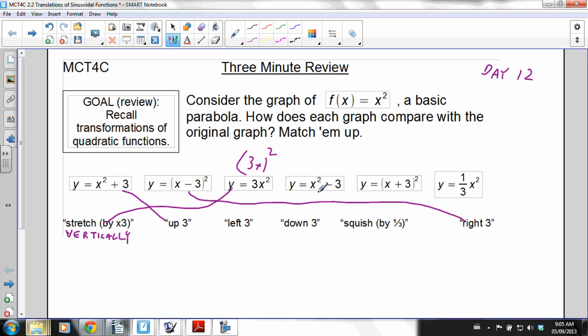This one, well, it's not in with the x, so it's affecting y values. This one's down 3. This one is in the brackets with the x, affecting x values, so it's going to move it left or right, and it's opposite that you'd think.